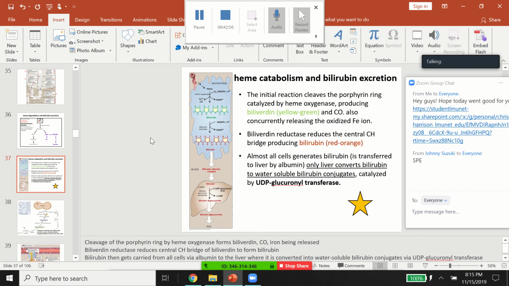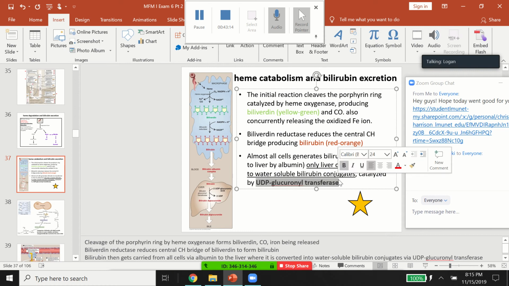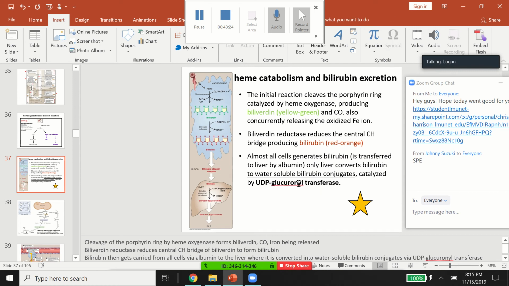Okay. Now almost all cells generate bilirubin, but only the liver itself can convert bilirubin to more soluble forms, known as bilirubin conjugates. How does it do that? Via a specific enzyme found only in the liver, UDP glucuronyl transferase. Very important enzyme. That's probably the most important thing on here, along with the different colors for bilirubin and biliverdin. Honestly, it wouldn't hurt you to memorize this whole process.